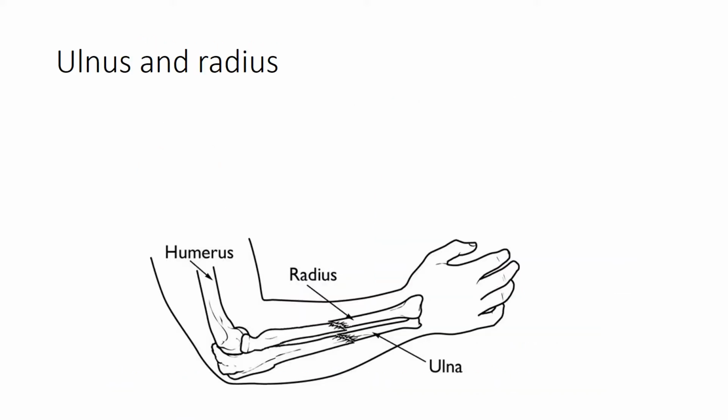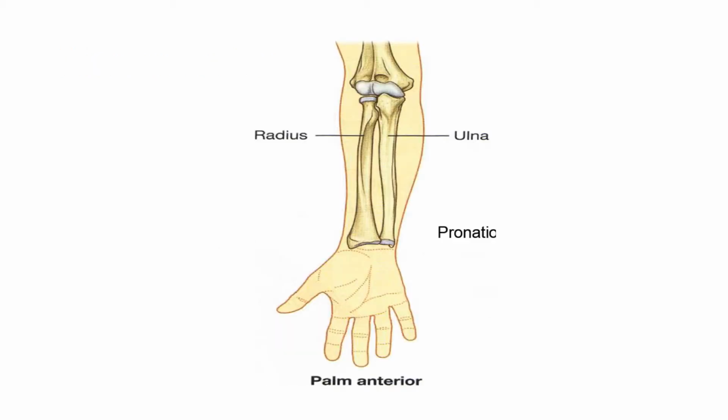Ulna and radius. I just liked this picture. It shows whether there's a break here, but again, ulna and radius. Again, radius, thumb pointing out here, rotated so that the radius is pointing this direction, ulna pointing in this direction.